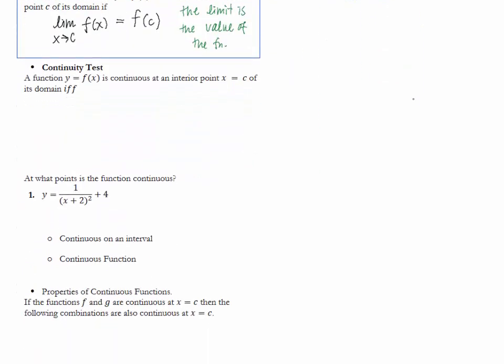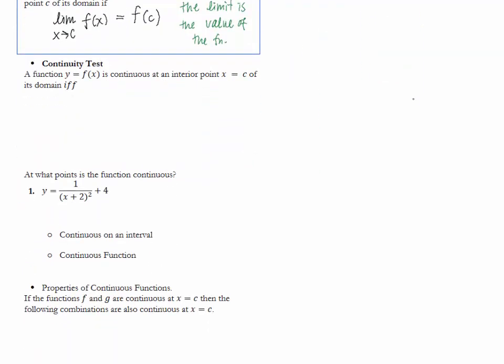So that leads us to the continuity test. We can test to see if a function is continuous by seeing if these things are met. The function is continuous at an interior point c of its domain if and only if, abbreviated iff, which is a short mathematical way to say if and only if. It's the biconditional. It means that the arrow goes both ways. If one thing is satisfied, then the other thing happens, and if the other thing is satisfied, then the first thing happens.